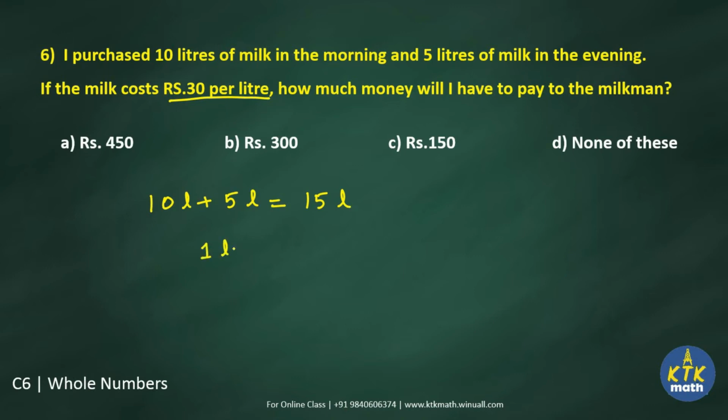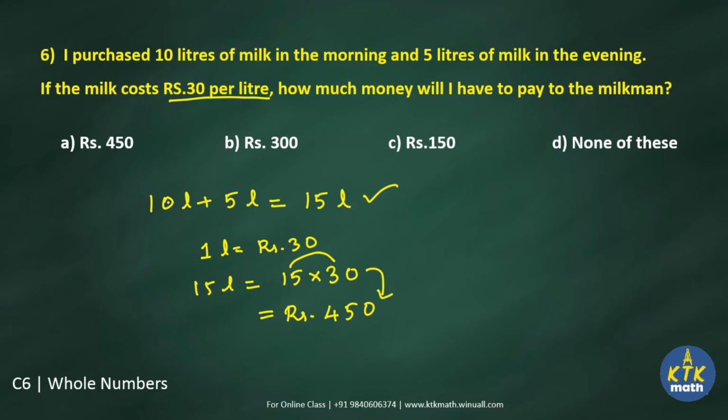Now the question is, 1 liter is rupees 30. Then what about 15 liters? What do we need to do? Which operation do we need to apply? We need to multiply. Is that clear? 1 liter is rupees 30, and how much are we purchasing in total? 15 liters. So 15 into 30. So what is 15 into 30? Rupees 450. Okay, that is 15 3s are 45. The 0 you can retain the same. So your answer is rupees 450, option A.